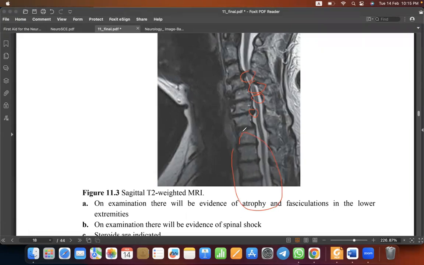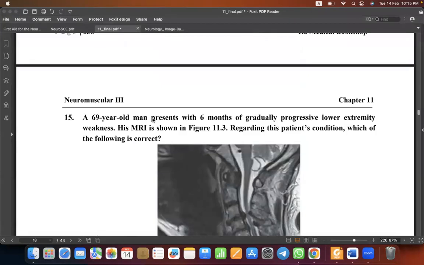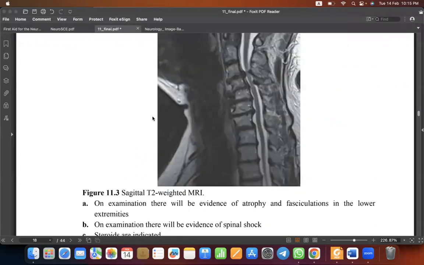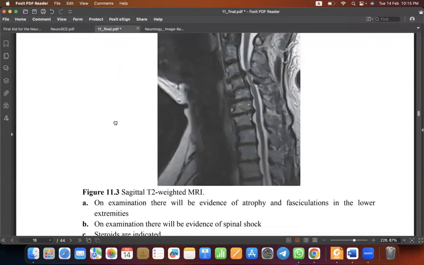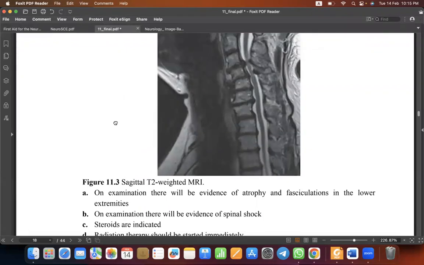Okay, there could be evidence of spinal shock. Whenever we get an acute onset condition we will have spinal shock. A chronic condition will not have spinal shock. Okay, so with a 6-month history, spinal shock will be unlikely. Steroids are indicated, not buying it.